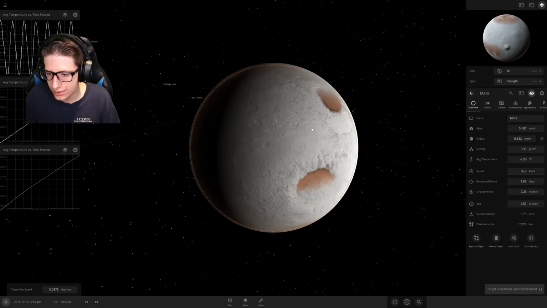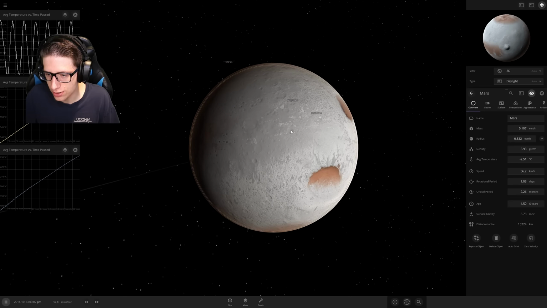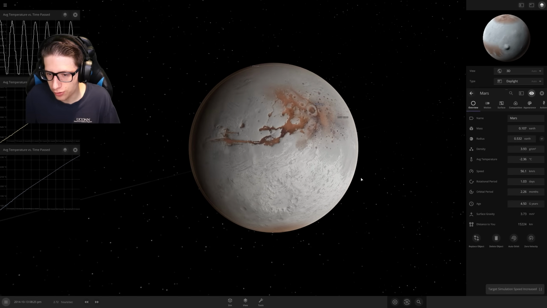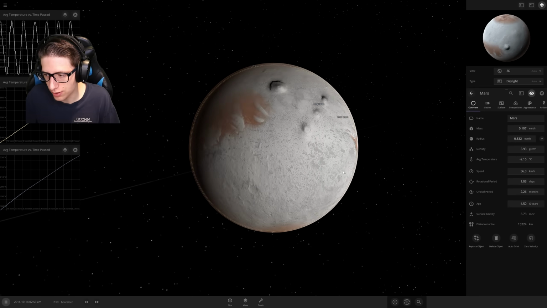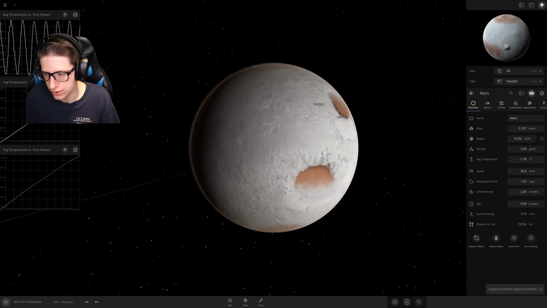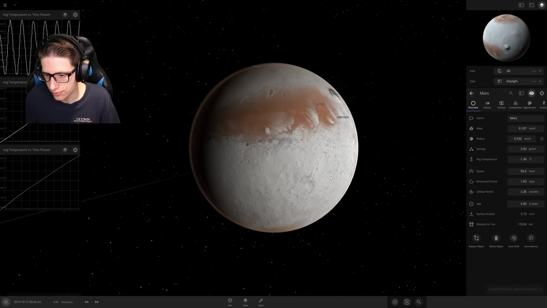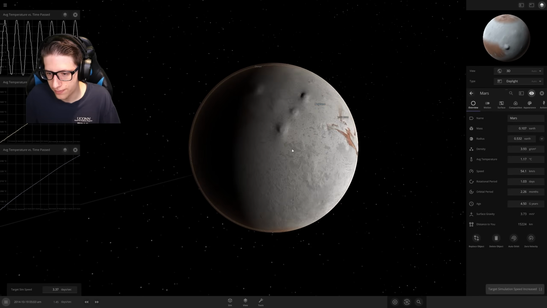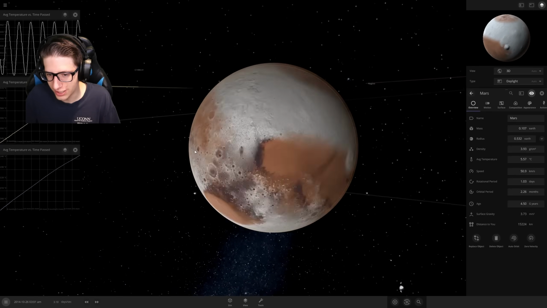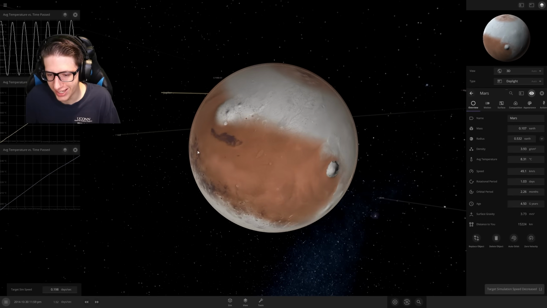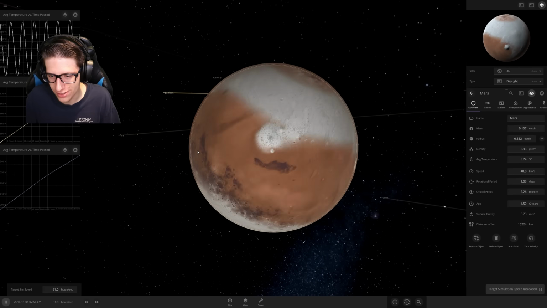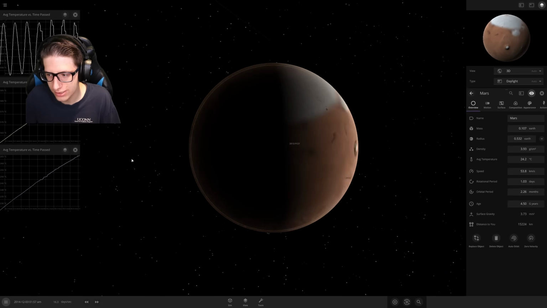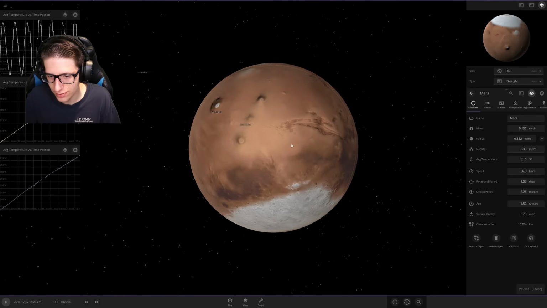Oh, look! The deepest grooves of Mars are starting to melt. And with the new fluid simulation, I'd expect the water would pour into those craters. You will see what happens. Look at that. It's waking up. Wake me up inside, Mars. That's Mars' theme song. Oh, the ice is fading away. Now it's at 30 degrees.